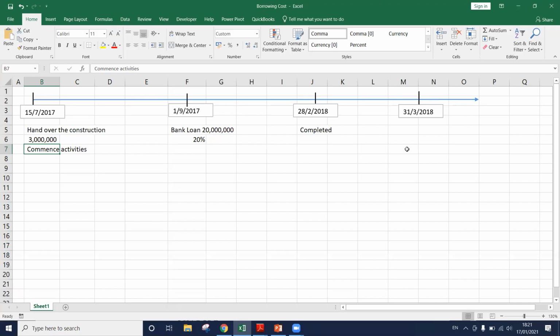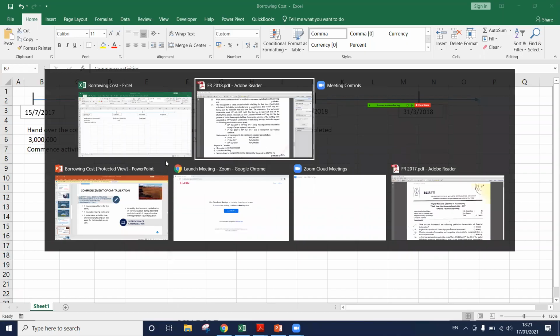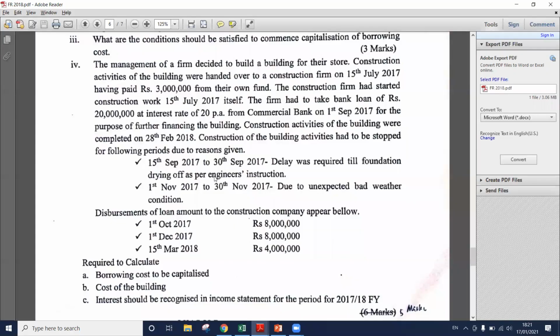Now they have given us few more additional informations as well. See what it tells here. 15th September 2017 to 30th September 2017. Delay was required till foundation drying off as per engineer's instruction. We have held our construction work for 15 days. September 15 ඉඳන් September 30 වෙනකම් දවස් 15කට අපි construction වැඩ පොඩ්ඩක් නවත්තනවා. We delay our construction works. Why? It was required till foundation drying off as per engineer's instruction. Foundation එක වේලෙන්න මෙයාලා දවස් 15ක්. So they have delayed the construction for 15 days in order to dry the foundation.